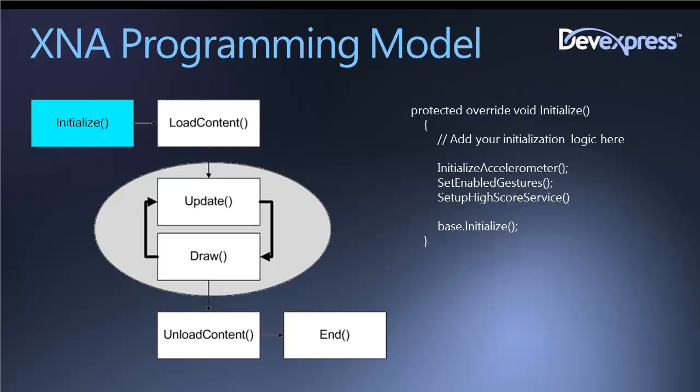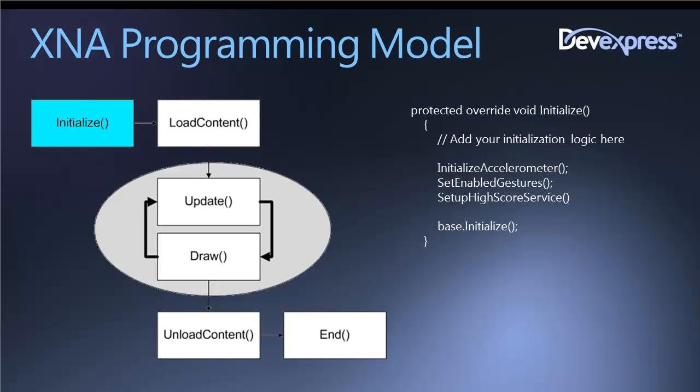Here's an example of what your initialize method is typically going to look like, and as you can see, I've added a few dummy methods in there. So we're initializing the accelerometer. We're also turning on gesture support. I'll talk a little bit more about gestures later in the talk. Making a call out to a WCF service to set up our global high scoreboard, make sure we've got communication with that. And so these are some of the things that you would typically do in that method.